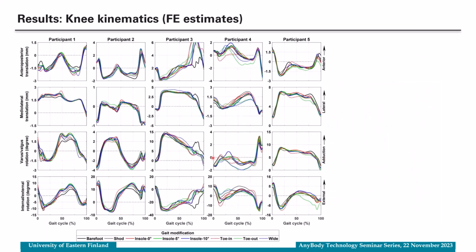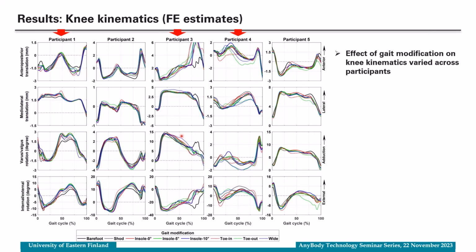But going through some of the results from the finite element analysis, here I'm plotting the knee kinematics, which are secondary knee kinematics indeed. On top, it's anteroposterior translations. Then we have mediolateral translation, varus valgus angle, and internal external rotations for all the 5 participants of the study. No need to go through all the details of this plot.